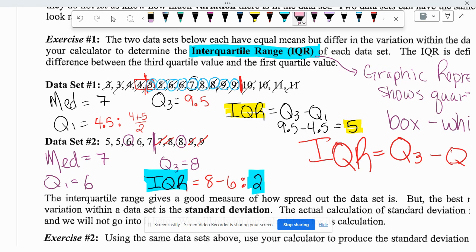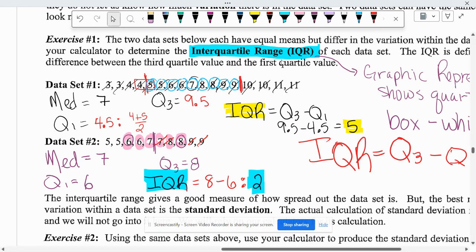Let's look at the second one. All of the points within the box are 2 points away from each other. 6, 7, 8. The difference is 2. Do we understand that? Okay.